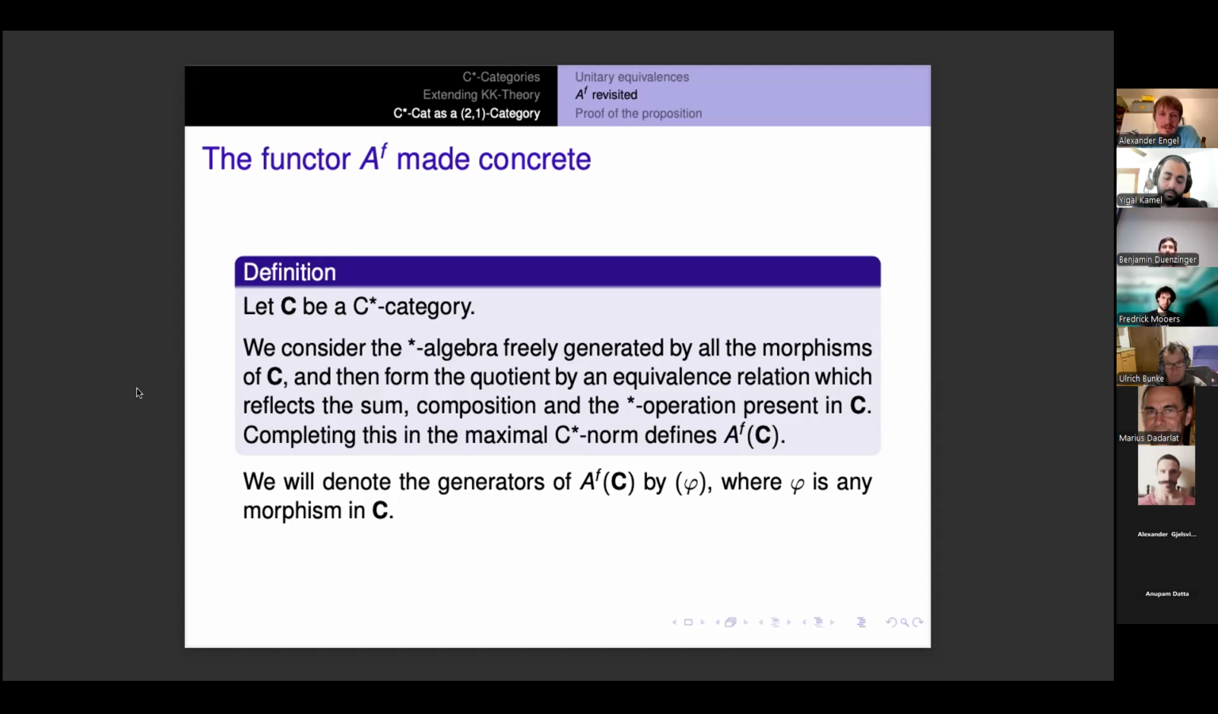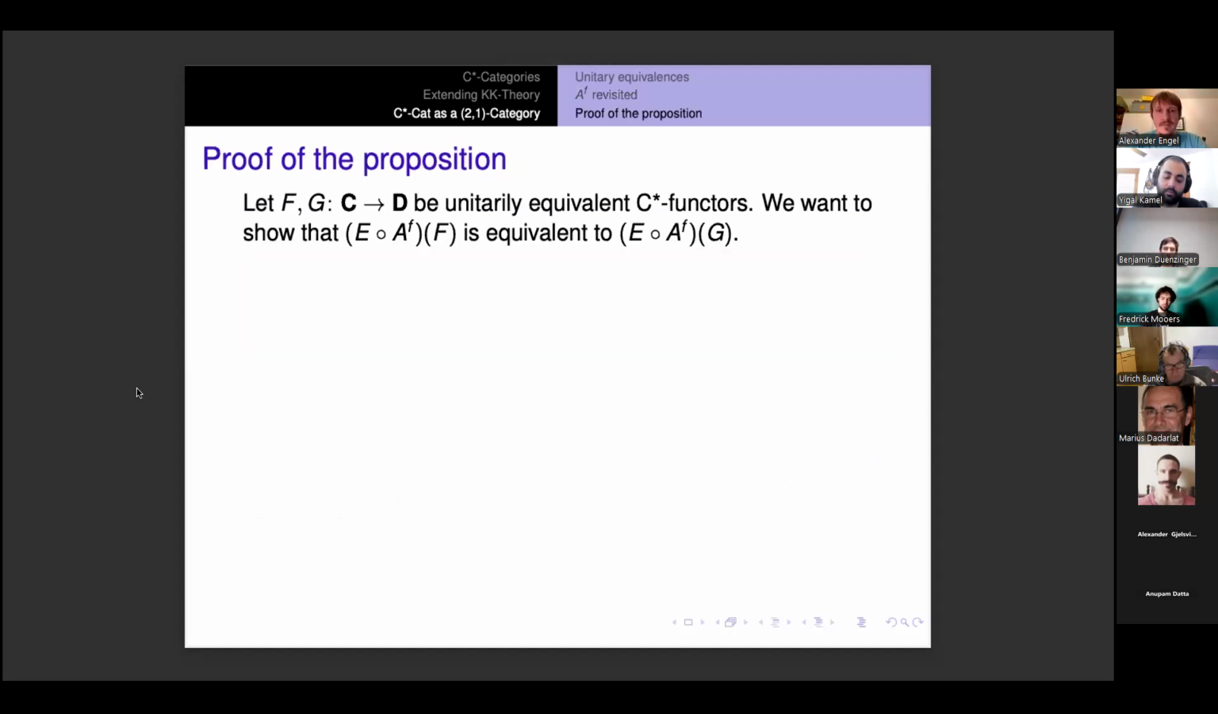So for later reference in the next proof, let us denote generators in this C-star algebra AF of C by parenthesis phi. So phi is a morphism in the category C, and parenthesis phi will denote the generator corresponding to this morphism in this C-star algebra. Okay, now let us just prove this proposition.